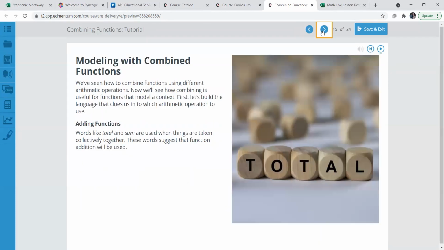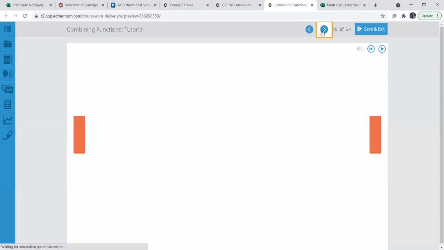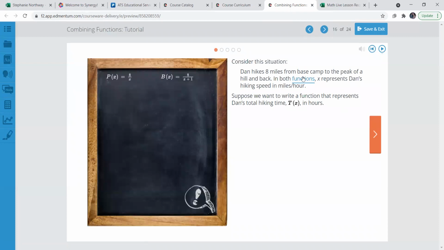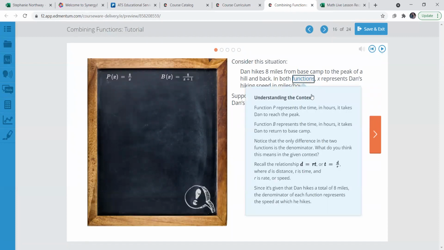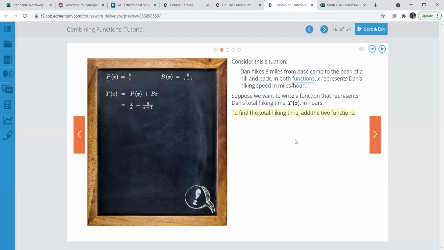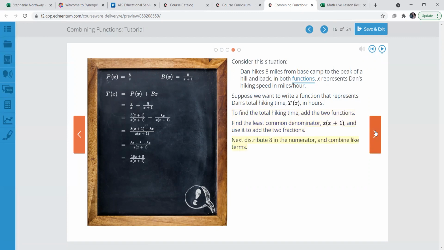Modeling with combined functions. Okay, let's find out what happens next. So this is understanding the concept. The function p represents the time in hours it takes Dan to reach the peak. Okay, so that's basically what is going on here. He's going on a hike, and we're trying to figure out what his hiking speed is. X is representing the hiking speed and how long it's taking. So we fill out this nice little math problem for it.